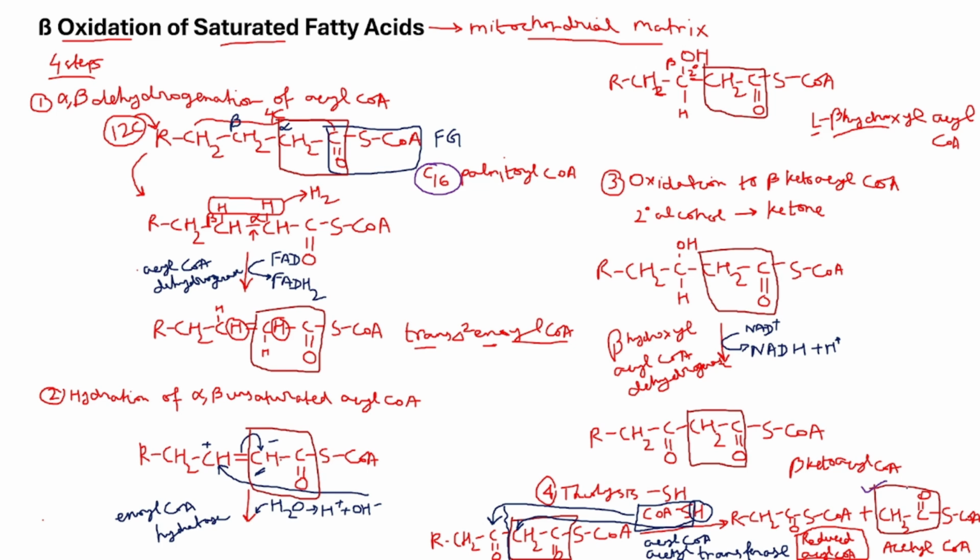So one molecule of acetyl CoA has two carbon atoms, right? So in the reduced acyl CoA molecule that you get, this will have 14 carbon atoms. So a C16 fatty acyl CoA molecule gets reduced to a C14 fatty acyl CoA molecule along with the release of one molecule of acetyl CoA containing two carbon atoms.